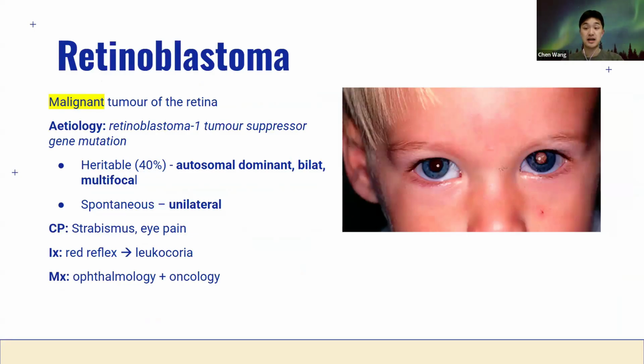An R3 condition is retinoblastoma. Basically, that's a malignant tumor of the retina. It is caused when there are two mutations on the tumor suppressor gene called RB. So 40% of retinoblastoma is autosomal dominant, and the other ones are spontaneous. And the heritable ones are usually bilateral, so they have bilateral retinoblastoma. The spontaneous mutations are unilateral.